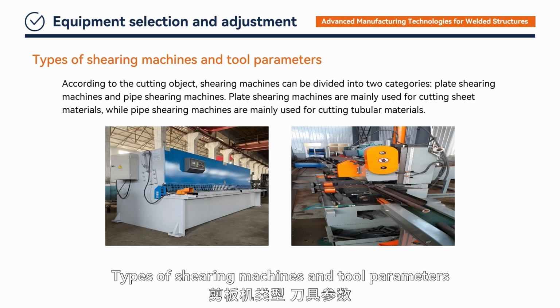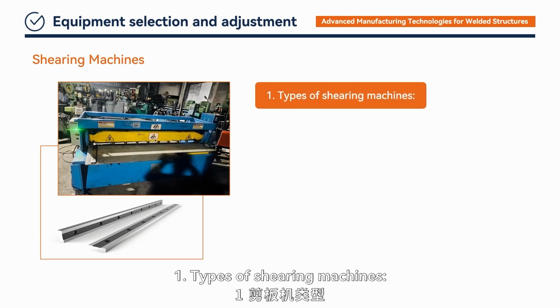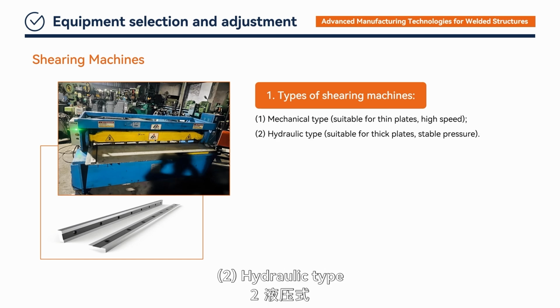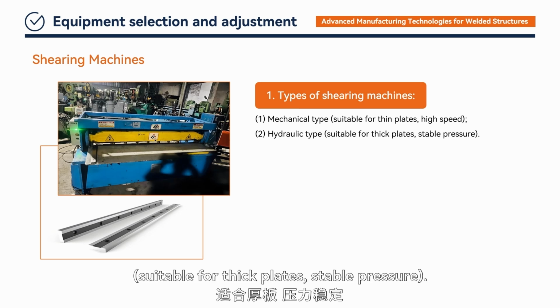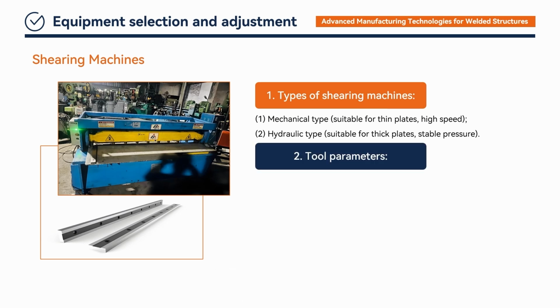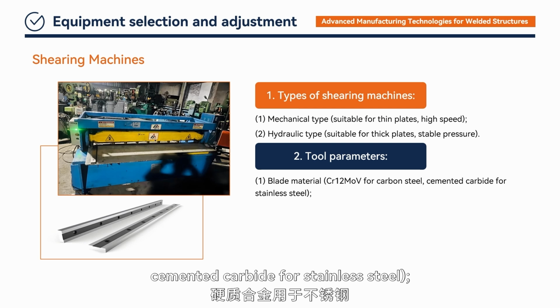Types of shearing machines and tool parameters are as follows. 1. Types of shearing machines. 1. Mechanical type. Suitable for thin plates, high speed. 2. Hydraulic type. Suitable for thick plates, stable pressure. 2. Tool parameters. 1. Blade material. CR12MOV for carbon steel, cemented carbide for stainless steel.